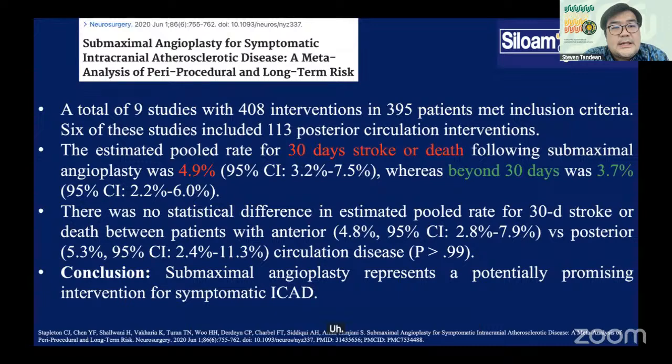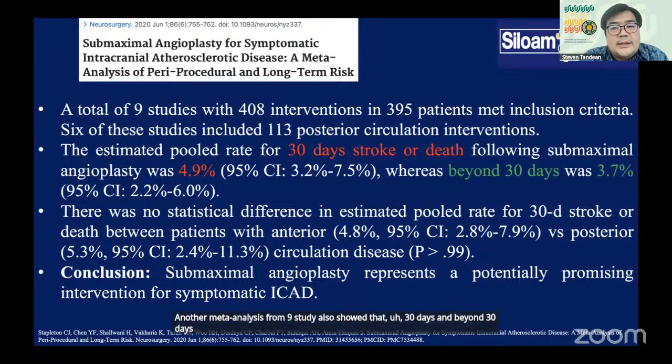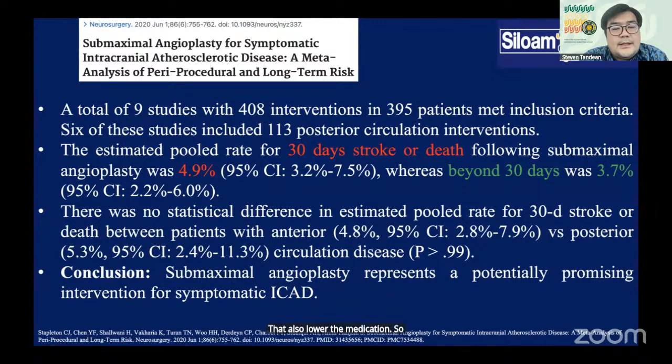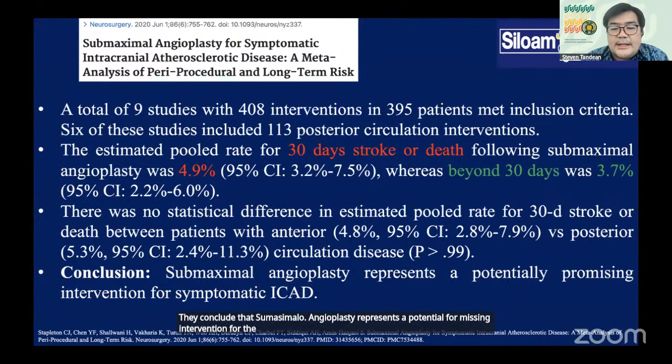Another meta-analysis of 9 studies also showed that stroke and death at 30 days and beyond 30 days were also lower than with medication. And there was also no significant difference between the anterior and posterior circulation. So they concluded that submaximal angioplasty represents a potentially promising intervention for symptomatic ICAT.